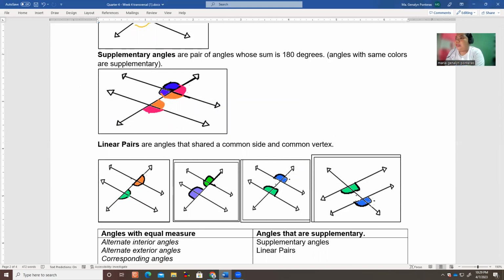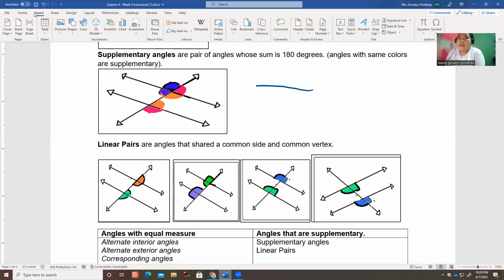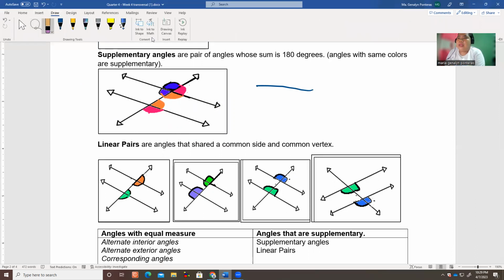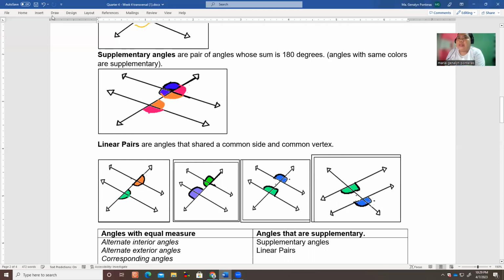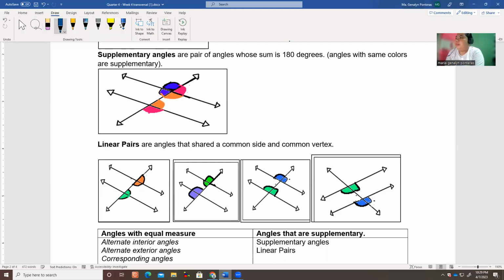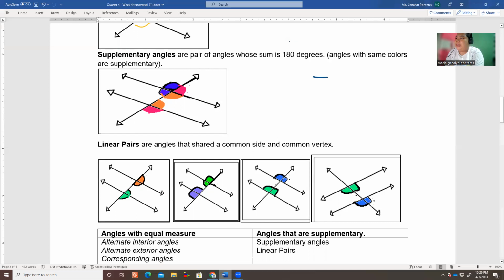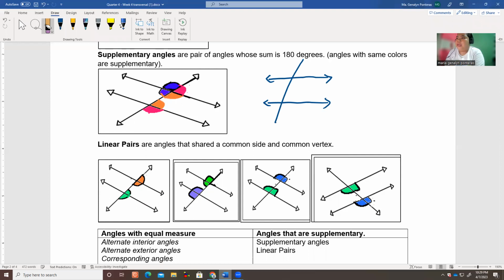Let me share another technique so you can see which one is complementary. I learned this technique from our session in Medicina, Cabanatuan. So let's say this is a parallel line cut by a transversal. The technique that I'm going to use is shapes.